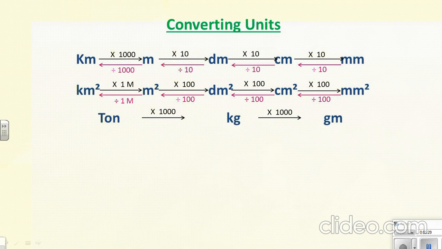And if we need to convert from grams to kilograms, we divide by 1000, and from kilograms to tons we divide by 1000.